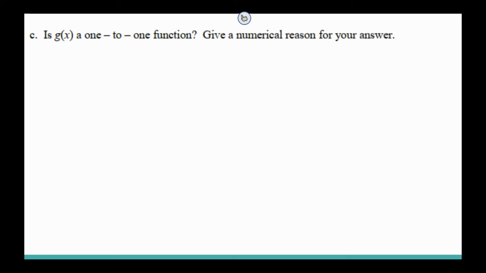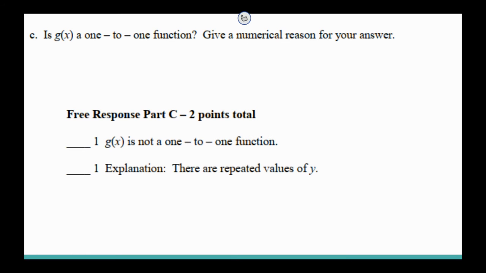Part C, is g of x a one-to-one function? Give a numerical reason for your answer. So the correct answer is it is not a one-to-one function. And the explanation is you have a repeated value of y. If you put that the y value of 1 appears twice, that's fine. Just some version of there are repeated values of y.